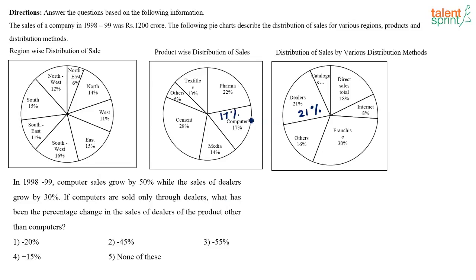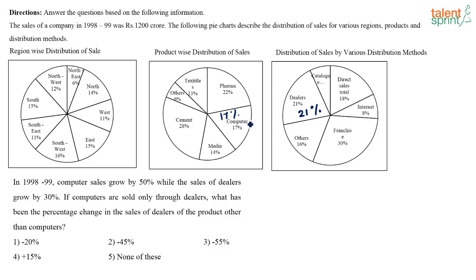So we are talking about computers and dealers, right? Yeah, these are the two percentages that you will make use of. That's all. How would you solve this? So let us start solving it. See, in this year, okay, 1998-99, if you look at sales of computer, it is 17%. But what are they saying? Instead of this 17%, it has grown by 50%.